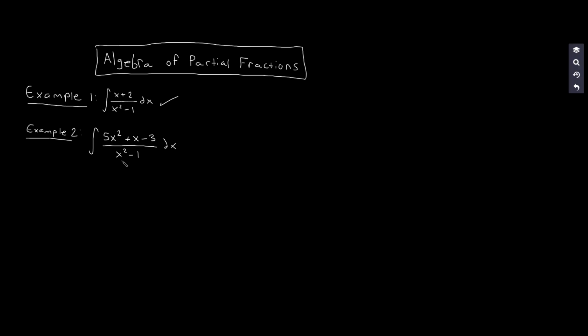But with example 2, the highest degree in the numerator is the same as the highest degree in the denominator. They're both raised to the degree of 2, which means that we're going to have to do some polynomial long division. Now note that we would have the same trouble if there was a cubic or a higher degree polynomial on the top, and we'd have to do long division. But even just with these degrees being the same, we need to do some long division. So long division is going to go like this.